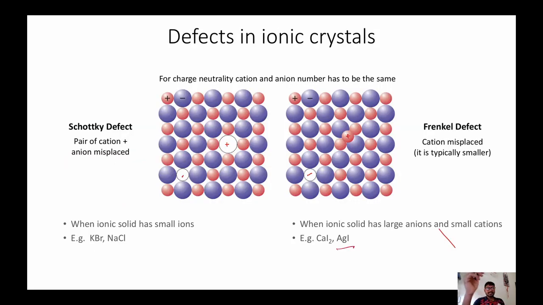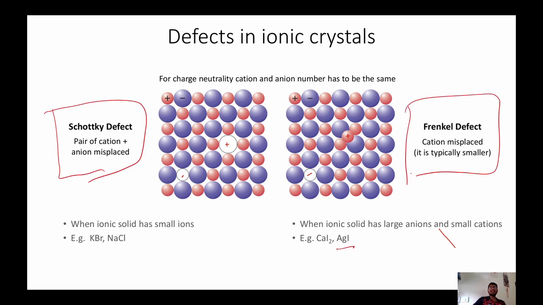Now another type of defect is the point defects, 0D defects, which are the Schottky defect and the Frenkel defect. Frenkel and Schottky defects are generally found in ionic crystals. In a Schottky defect, one cation and one anion are misplaced in a pair from the lattice points.